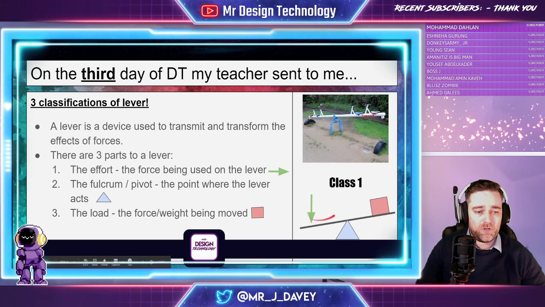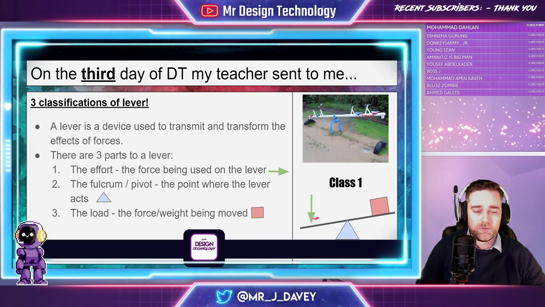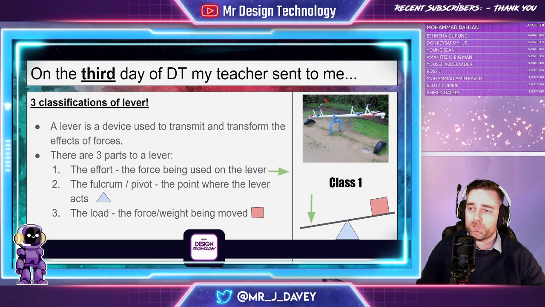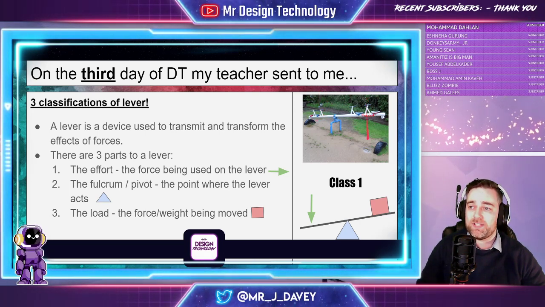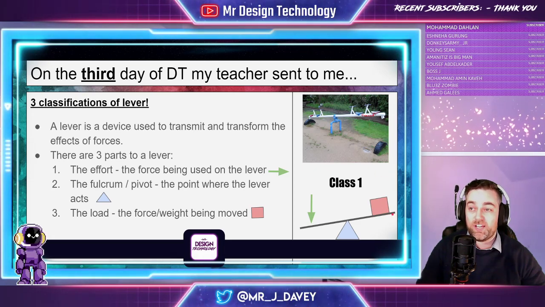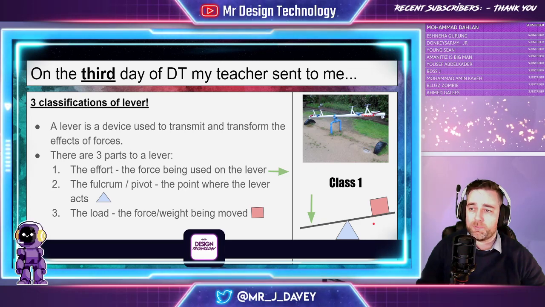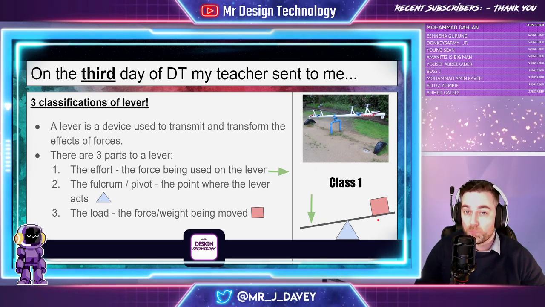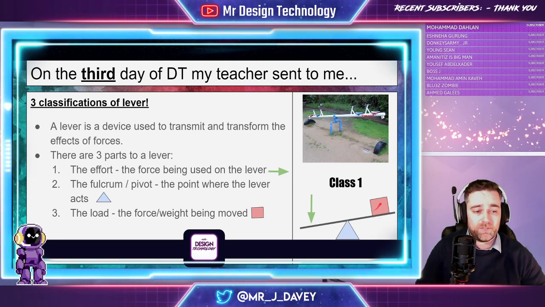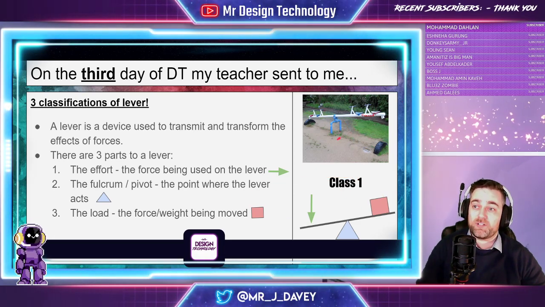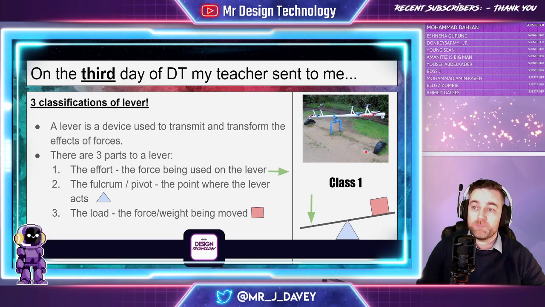So we can see here we've got an effort coming down onto our lever, with a child or person sat there, which is going to raise the load, which in this case would be another child or another person. So the load's being raised there on the opposite side. That's classification 1, the first class of lever. So often they'll show you a picture of this. What classification of lever is that? And you'll go, oh, that's a class 1 lever, because the fulcrum's in the middle.